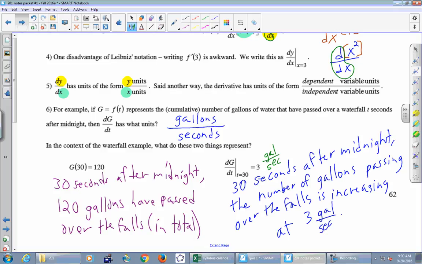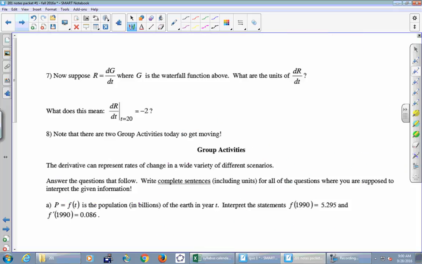Okay, next page, number 7. Suppose that R is equal to dg dt, where g was that waterfall function that we just looked at before.